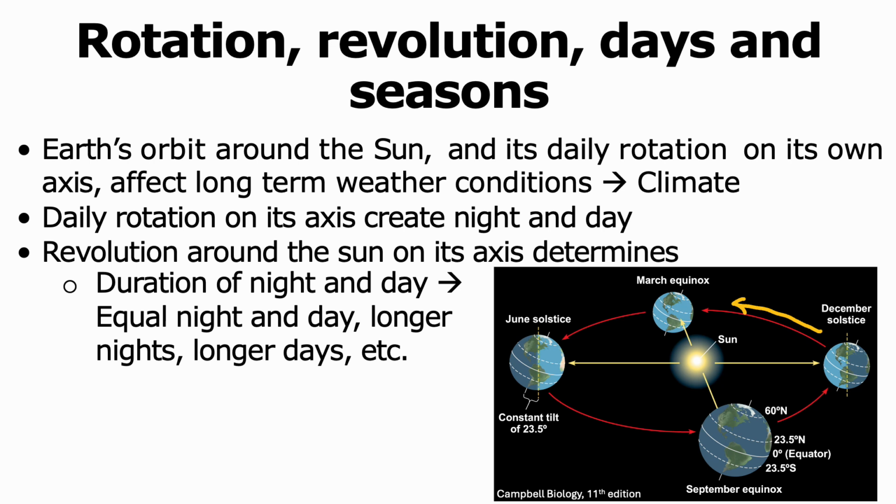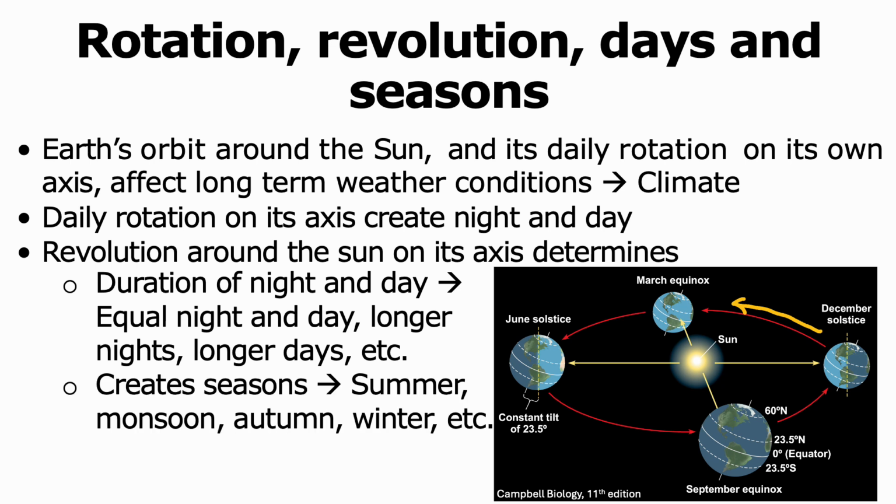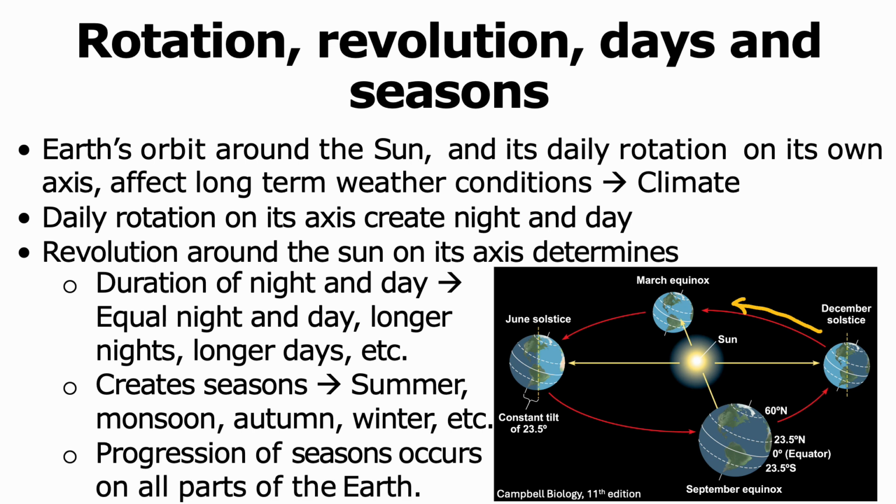The revolution around the Sun also creates seasons. In many areas, we have hot summers, wet monsoons, cooler autumns, and quite cold winters. The progression of seasons occurs in all parts of the Earth. For example, in North America, the seasons always go in the sequence of spring to summer to autumn to winter and then back to spring. This is all due to the revolution of Earth around the Sun.